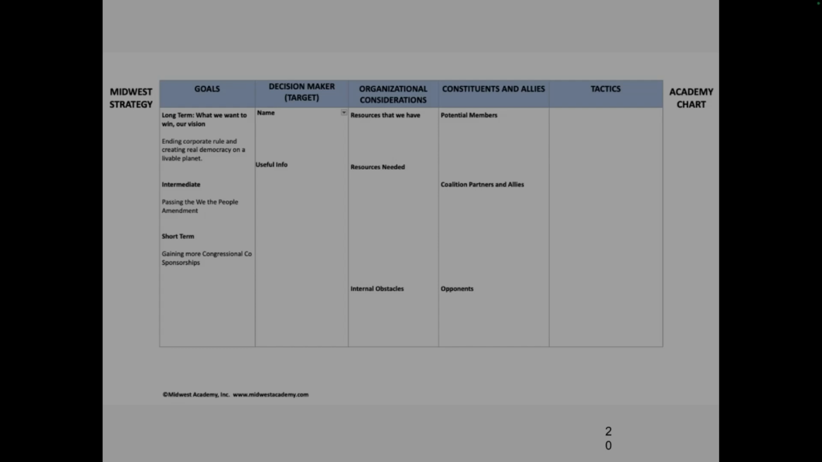Move to amend. So those are examples of what you can do that are not so orthodox or traditional, but they work. They deliver the results.